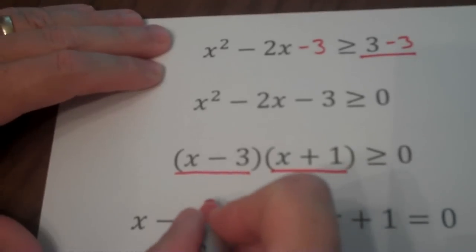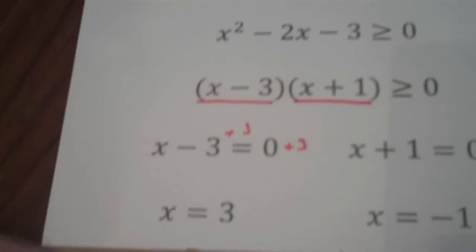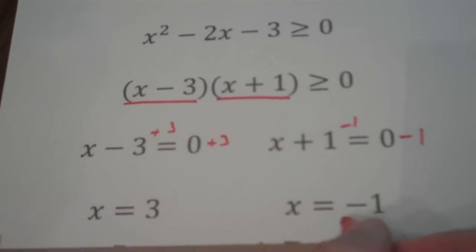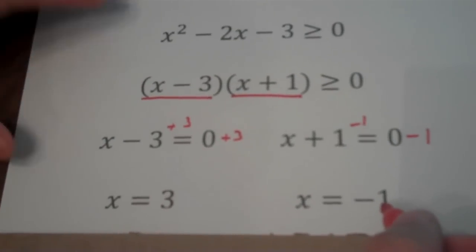Now to solve, I merely add 3 to both sides of this equation, which gives me x equals 3. And of course I would subtract 1 from both sides of this equation, which would give me x equals negative 1. Now you should check these to be sure.